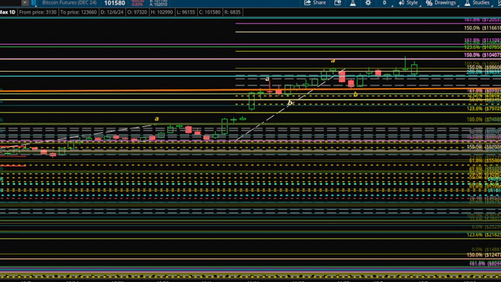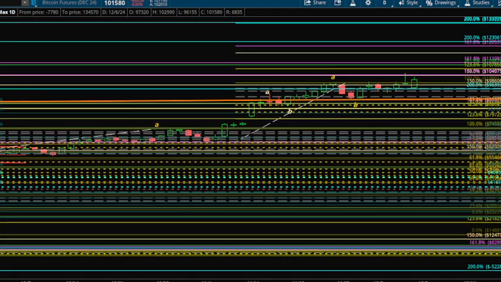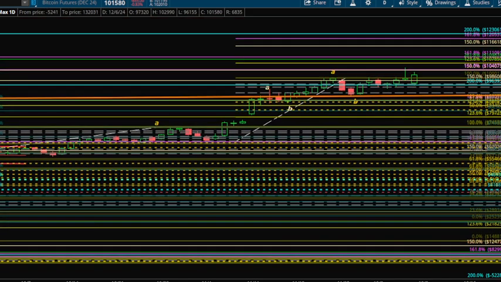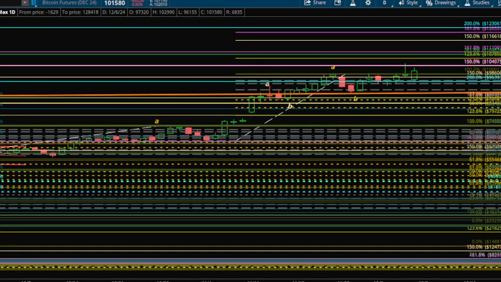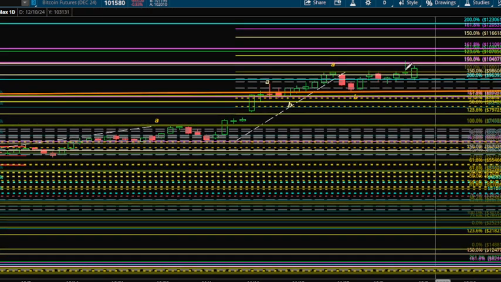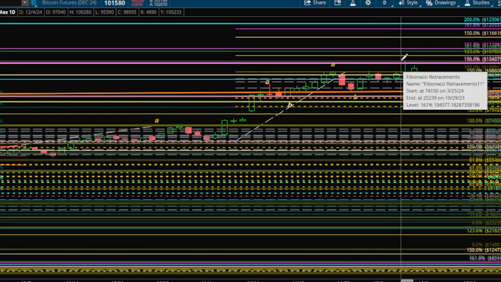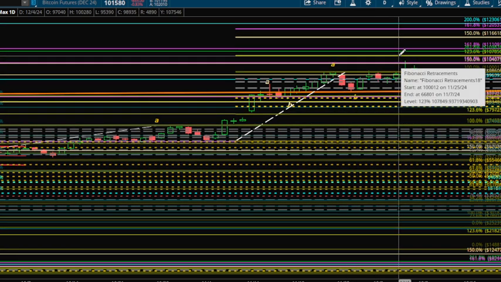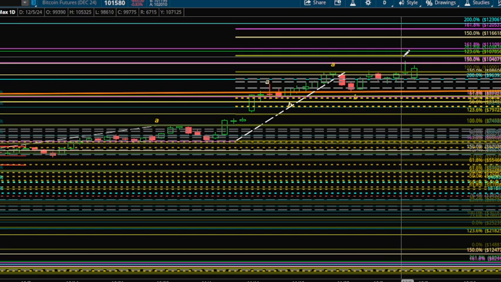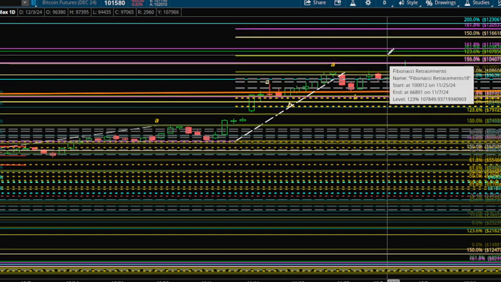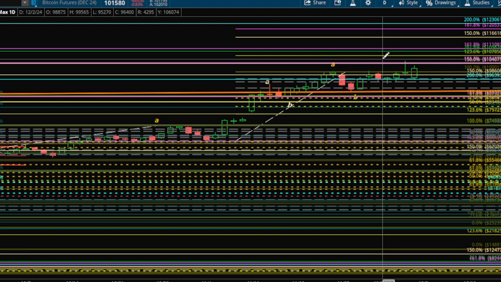So it looks like, I don't know how high it's going to go, but I think with a little bit more confidence and conviction, I can say we are going to move a little higher. I would say 107,546 is the next target. 107,546.